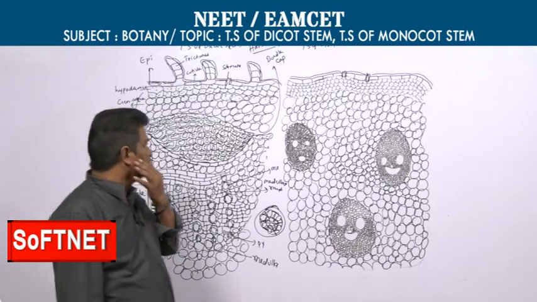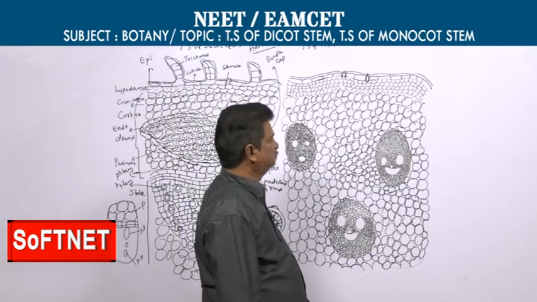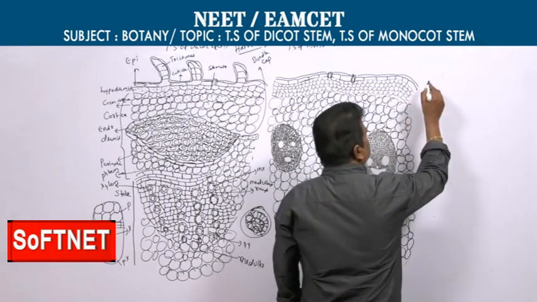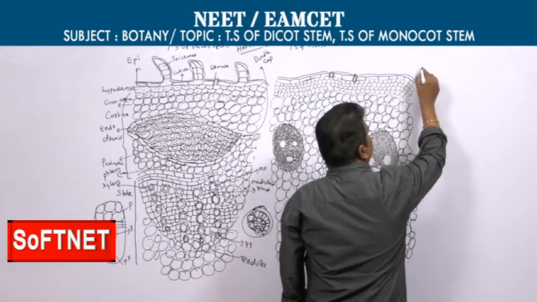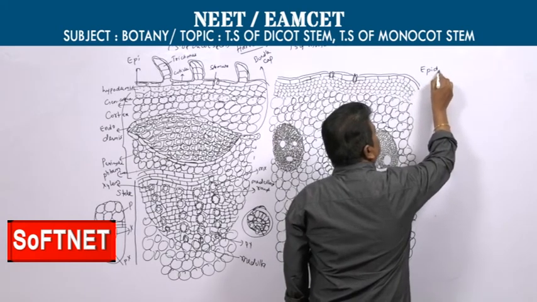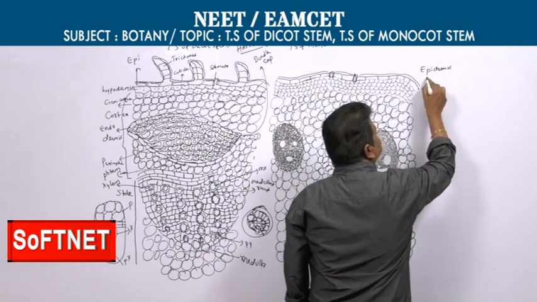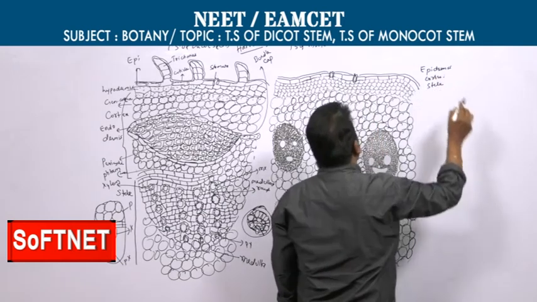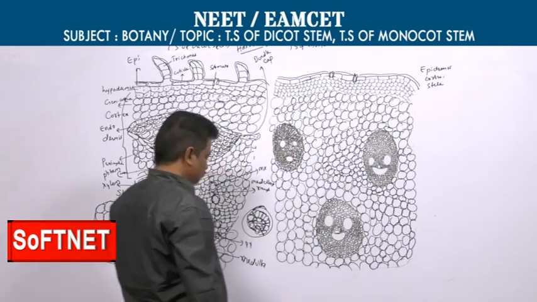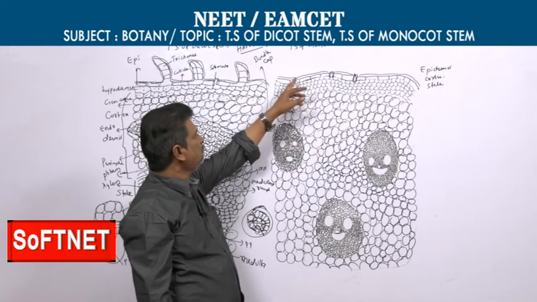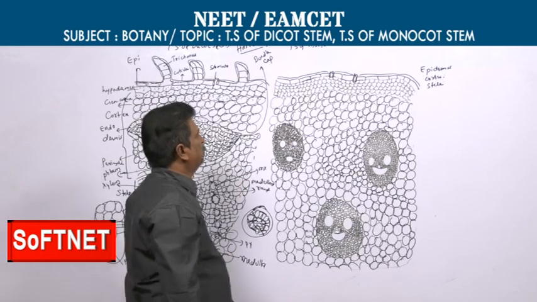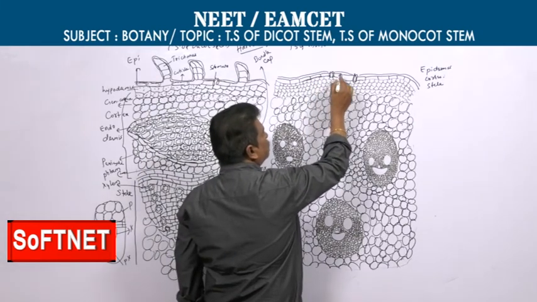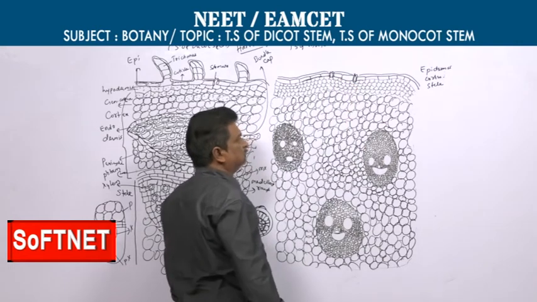Next one, T.S. of monocot stem. T.S. of monocot stem also shows three parts: one is epidermis, cortex, and third one stele. So, first one, epidermis, with almost the same characters. Epidermis is the outermost layer, single layered, protective in function.